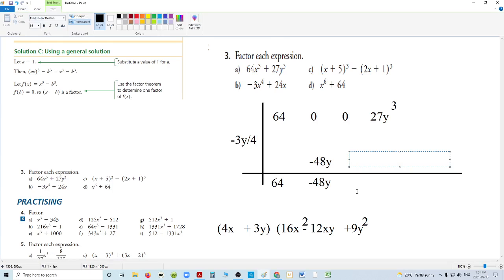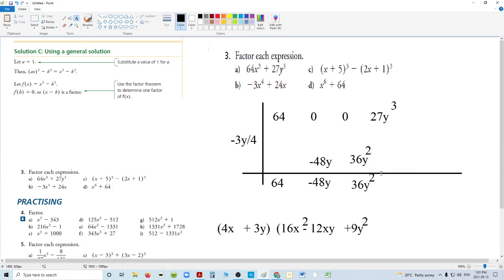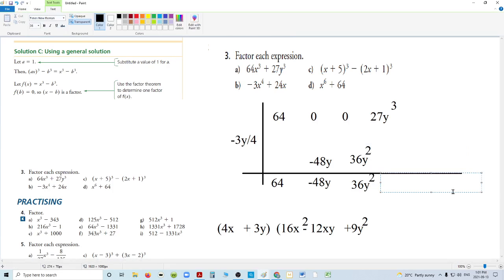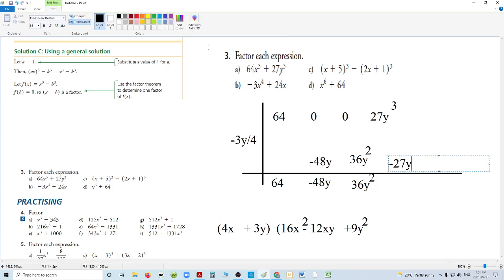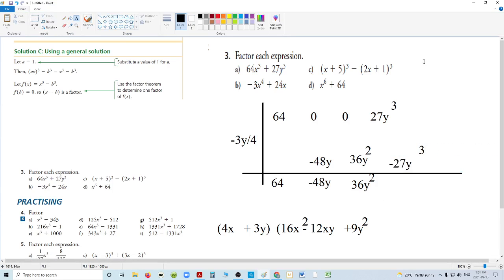When I divide that by 4, I get minus 12 times 3 is plus 36y. When I add that here, I get 36y squared, by the way. It's y squared now, if the y's in there. And then the last term divided by 4 is 18, 9 times 3 is minus 27y cubed. So it might actually work out. Yeah, I think it will, because we're still going to get this. And what do we have to do with each term? We have to divide it by 4.